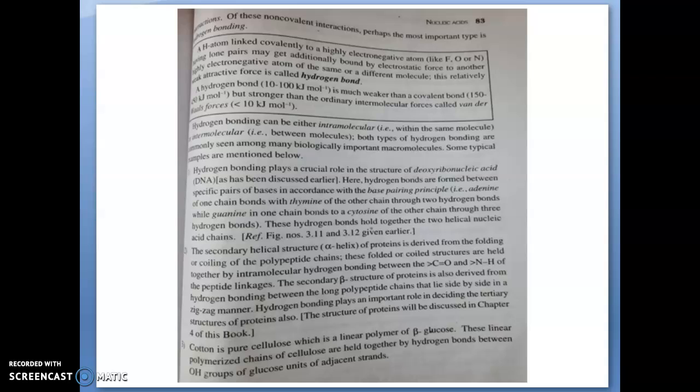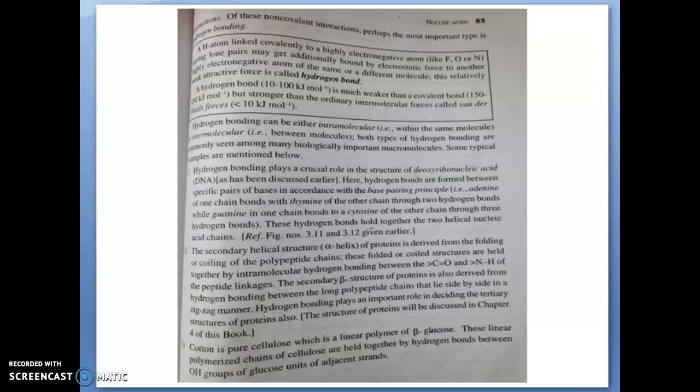Adenine with thymine, we already saw, has 2 hydrogen bonds, while in the case of guanine and cytosine there are 3 hydrogen bonds present. These types of hydrogen bonds hold them together in a helical nucleic acid chain. The helical structure of this nucleic acid is mainly due to this hydrogen bond.